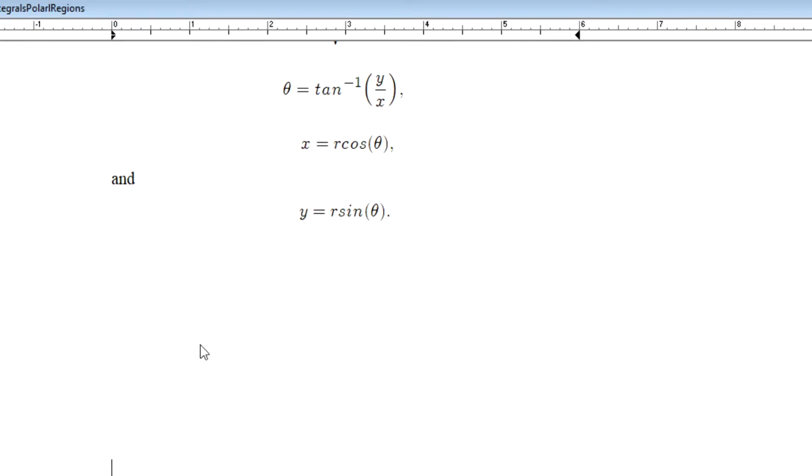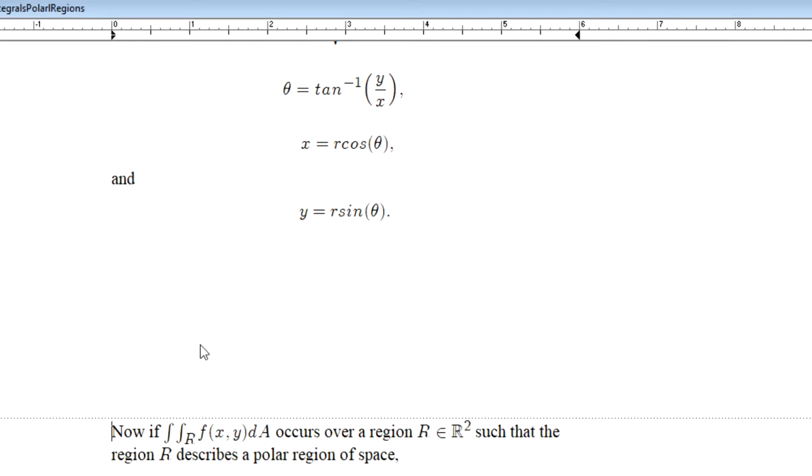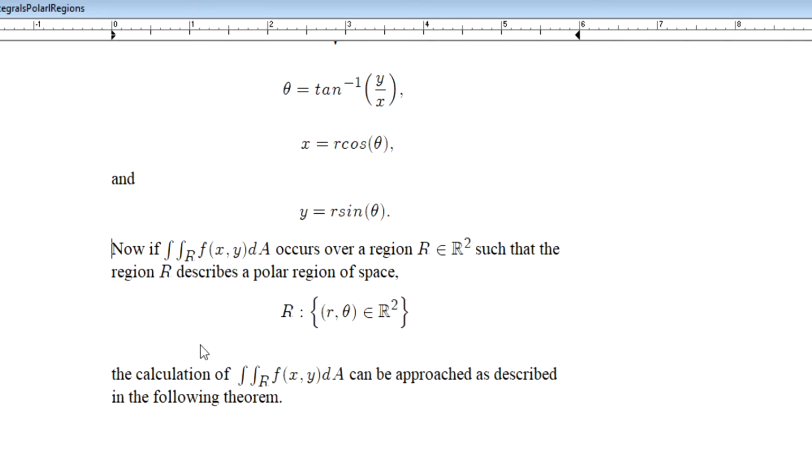Well, what we're now going to consider is the situation where we perform a double integral calculation over this region R for function f with respect to the area of R, right? Where this region R, contained in R squared, is this polar region of space.